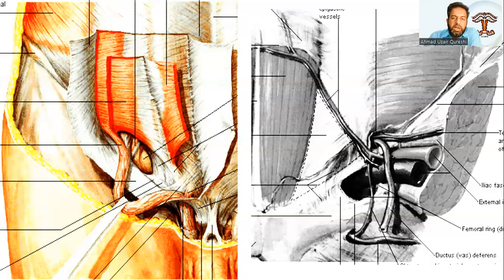Now, you need to be very careful. For the deep ring occlusion test, the ring lies just above 1.25 centimeters, which is half an inch, half the size of your fingertip, above the midpoint of the inguinal ligament, or the mid-inguinal point, which again you need to be very sure about, the exact location.